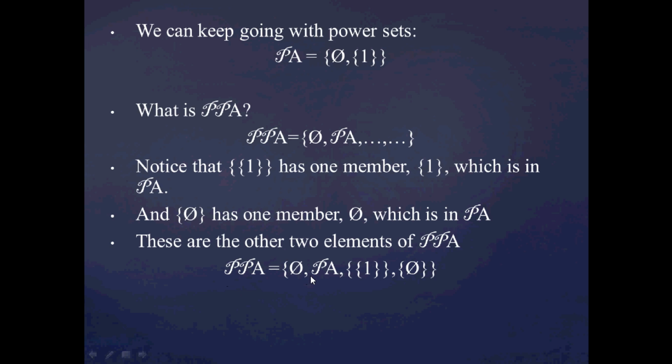So it's the empty set, PA, the set of the set containing 1, and the set containing the empty set. So there are 4 objects. And just to make that substitution for the power set of A, I'm just going to take this whole thing here, the power set of A, and plop it right in there as the second element. So there's the power set of the power set of A.